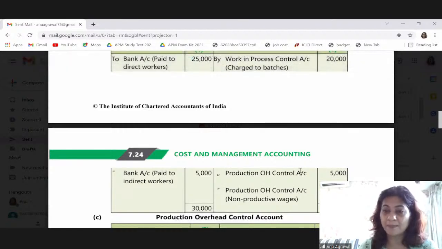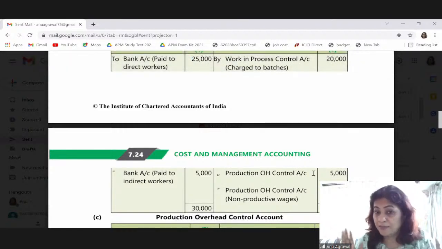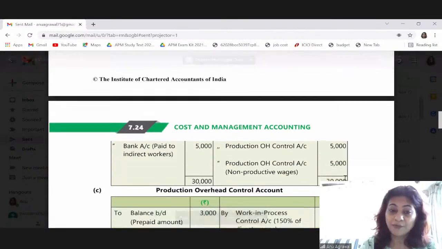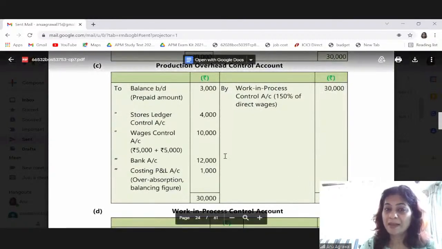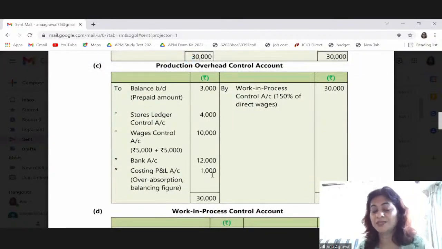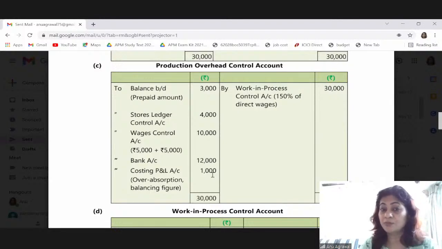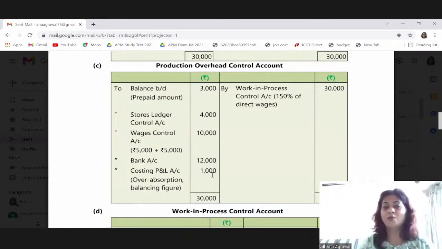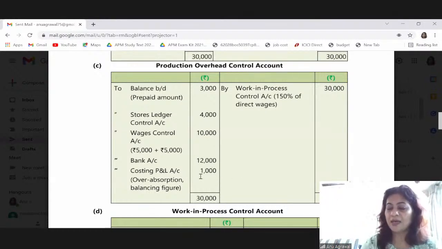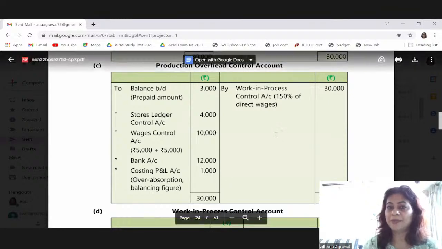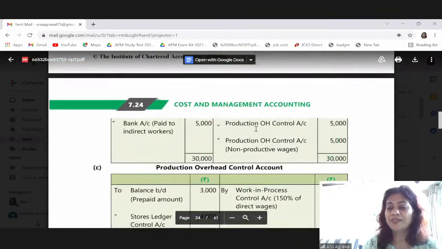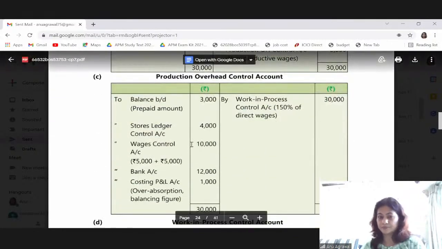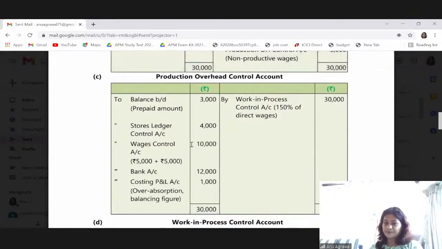But what is the right pattern which ICAI is following? They said this idle time, I'll put it as an overhead. I am assuming it to be non-acceptable. So they transferred it to production overhead control. Now, if you make the production overhead control account, remember our balance was coming out to be 6,000. Why? Because we had transferred 5,000 directly to the costing P&L account. Look here: their over absorption is coming out to be only 1,000, because they transferred this 5,000 of idle time from the wages control account to here. Am I very sound and clear?